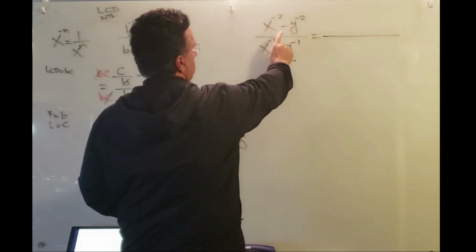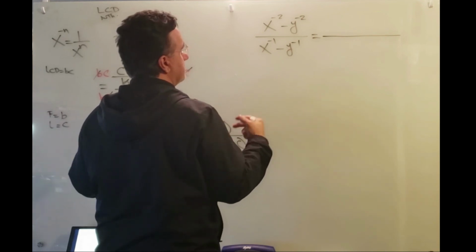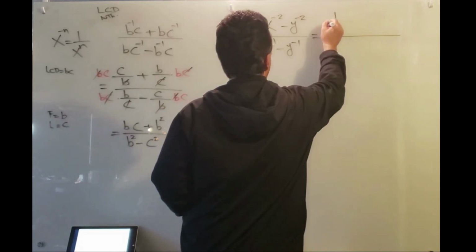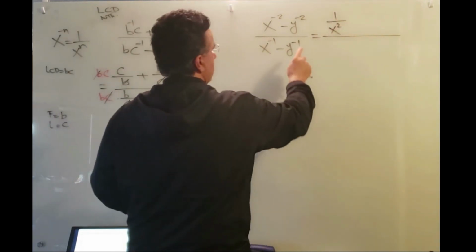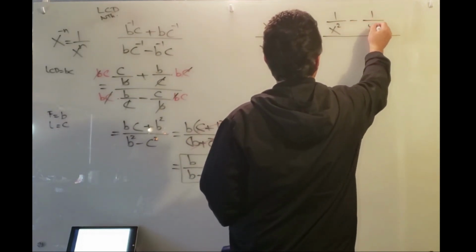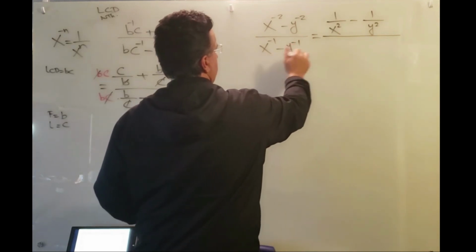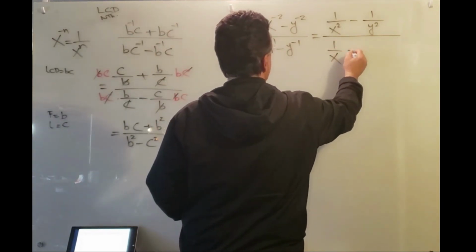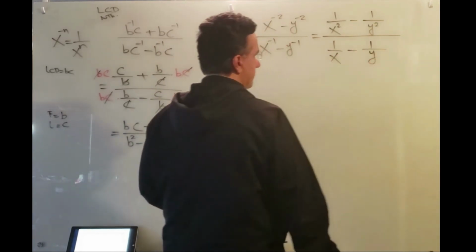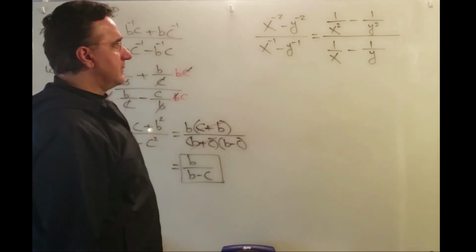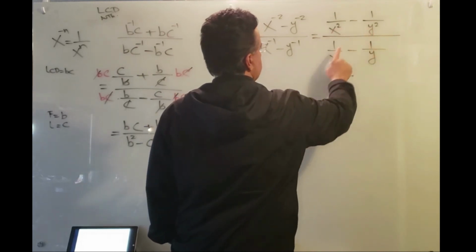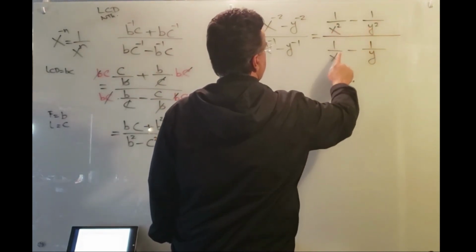Notice that we're going to write all four of those in positive exponent form before we proceed. So that becomes 1 over x squared. This one becomes, so minus 1 over y squared. Here we have 1 over x minus 1 over y. Now notice that we look for the LCD. These are the four denominators.